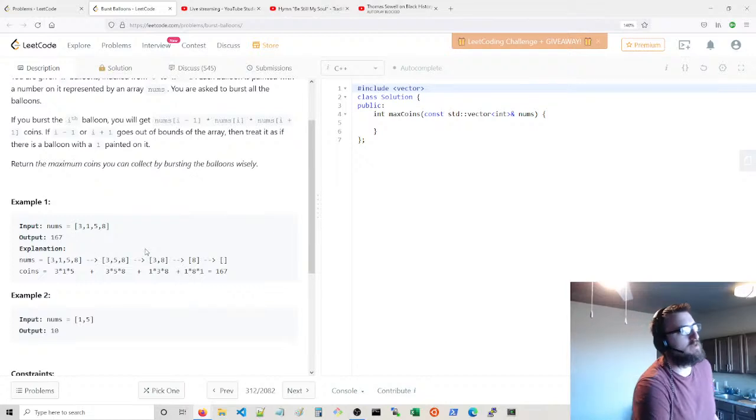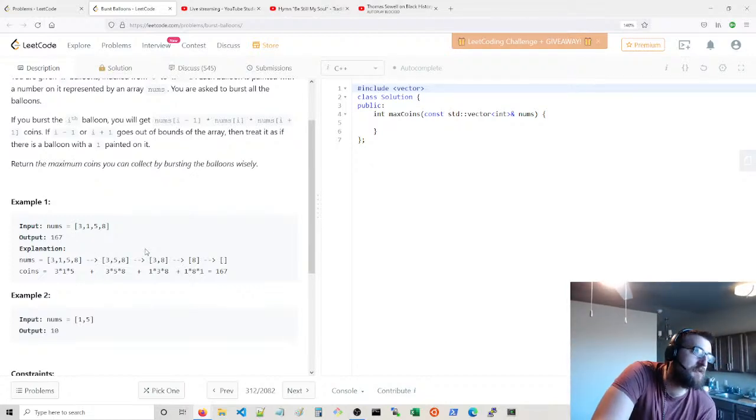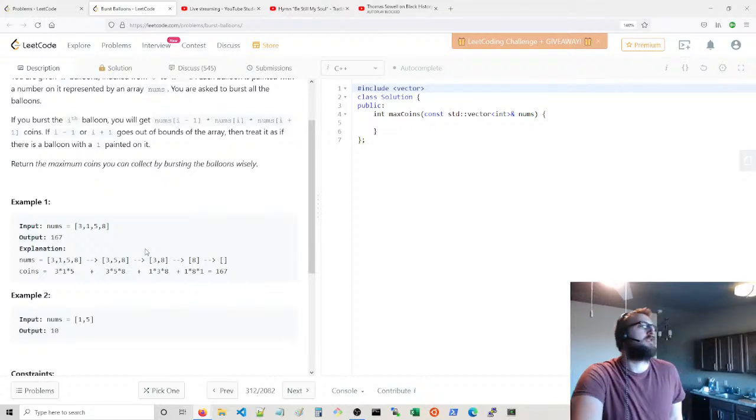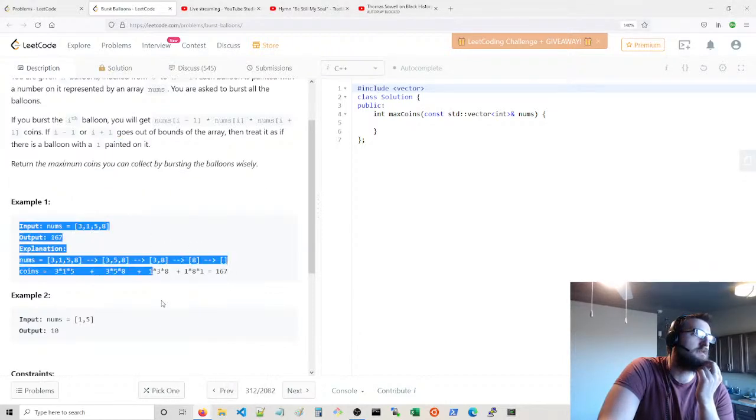That's one idea. We could use a linked list, and that would allow us to quickly determine what's on the left and what's on the right. I don't know if that's any better, but that could be good, I suppose.